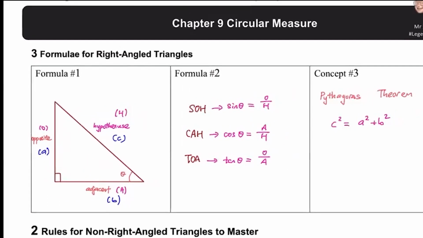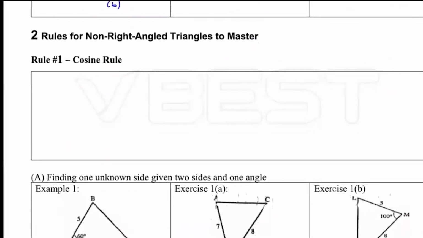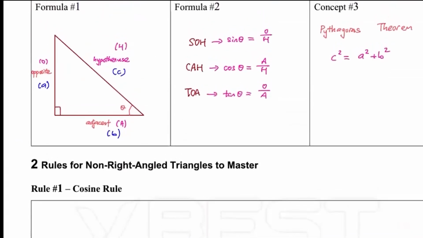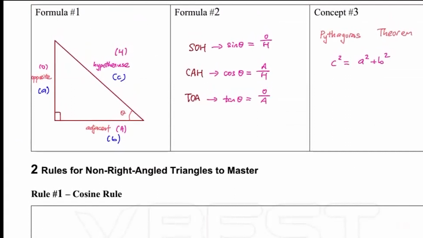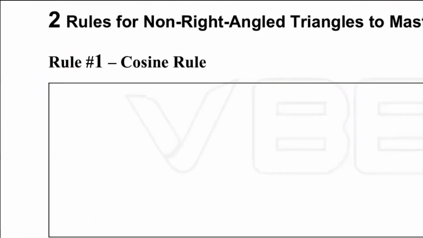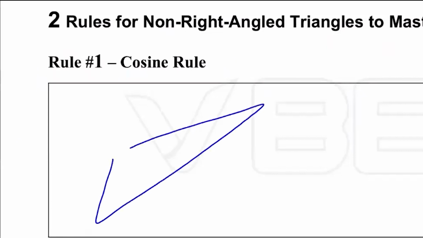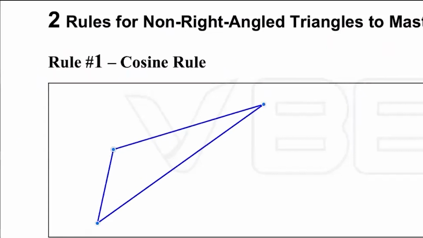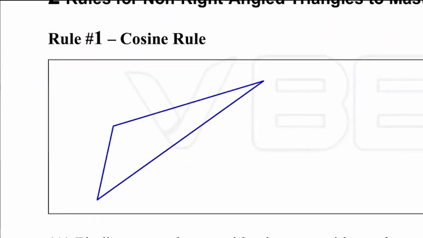When you have a non-right angle triangle, as I said, I cannot apply sine, cos and tangent anymore. So what is the formula that we need to apply or memorize? Here, draw a non-right angle triangle. What are the rules that we need to know first? Draw a non-right angle triangle and label it.